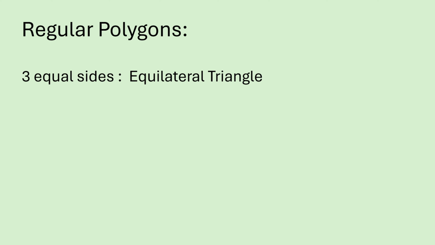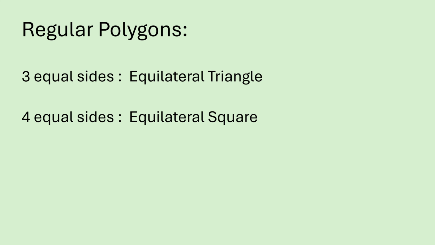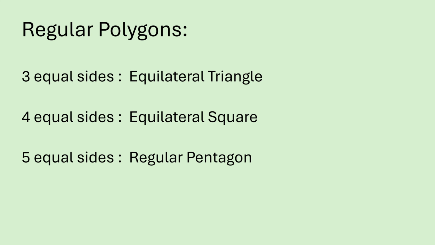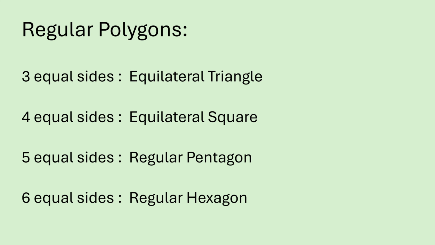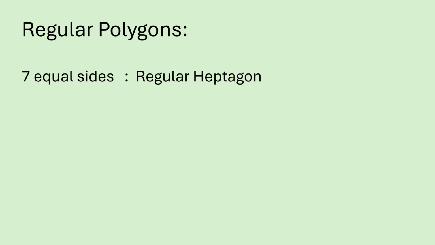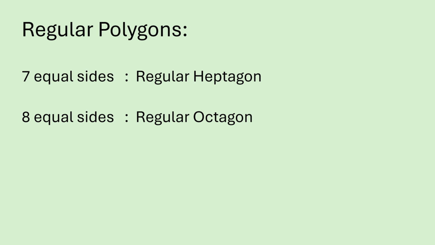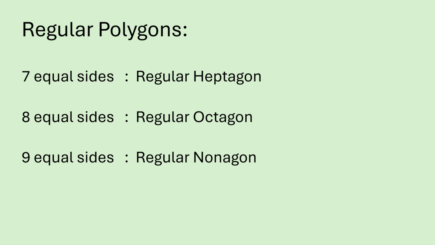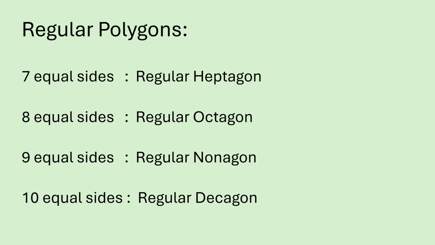Regular polygons. If a polygon has three equal sides, it is known as an equilateral triangle. 4 equal sides, then a square. 5 equal sides, then a regular pentagon. 6 equal sides, then a regular hexagon. 7 equal sides, then a regular heptagon. 8 equal sides, then a regular octagon. 9 equal sides, then a regular nonagon. 10 equal sides, then a regular decagon.